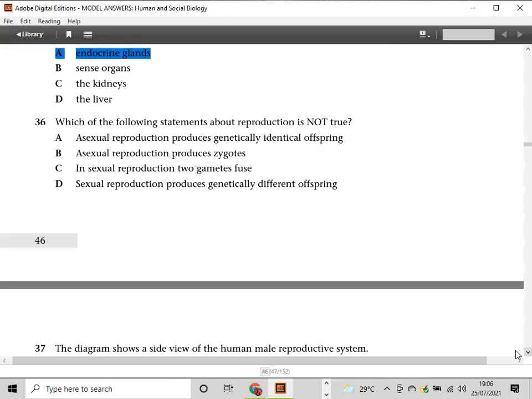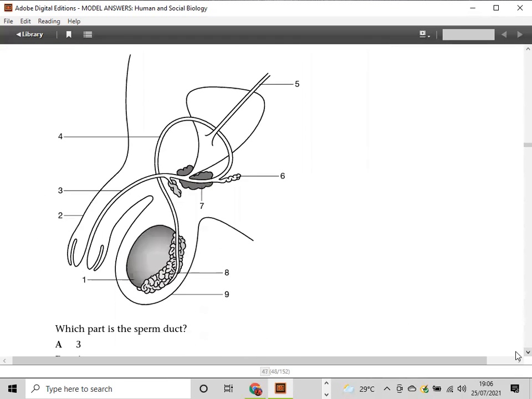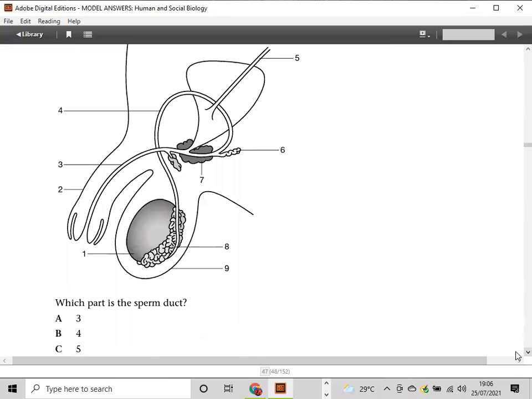36. Which of the following statements on reproduction is not true? And that will be asexual reproduction produces zygote, they don't. So 36 is B. 37, another diagram. Which part is a sperm duct? And that will be 4. So that is B.